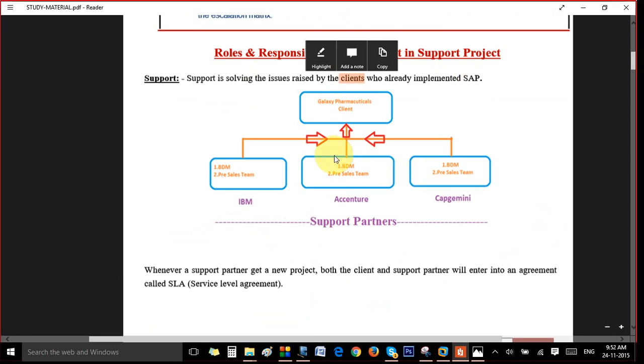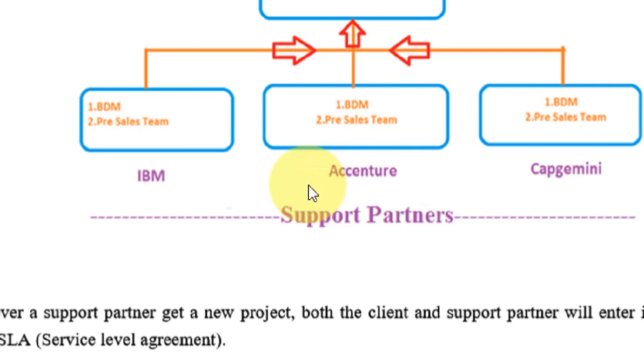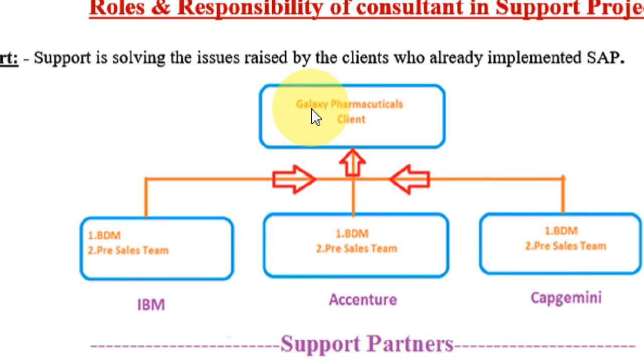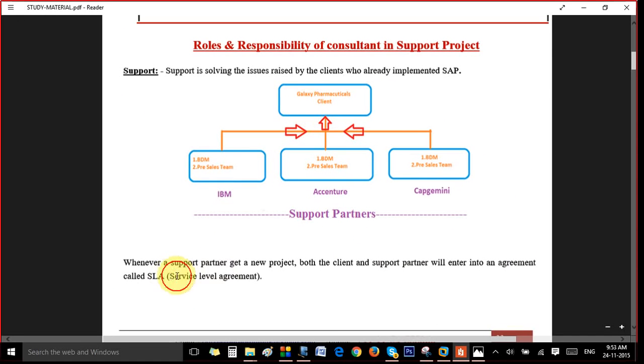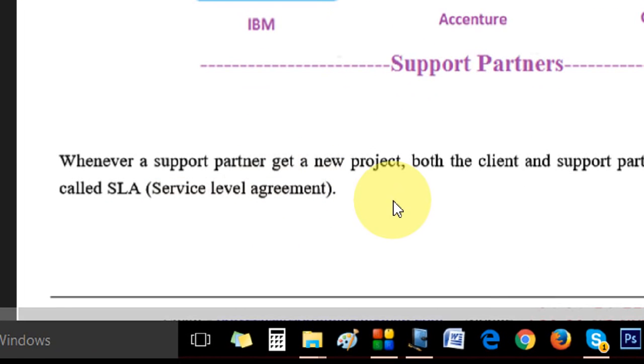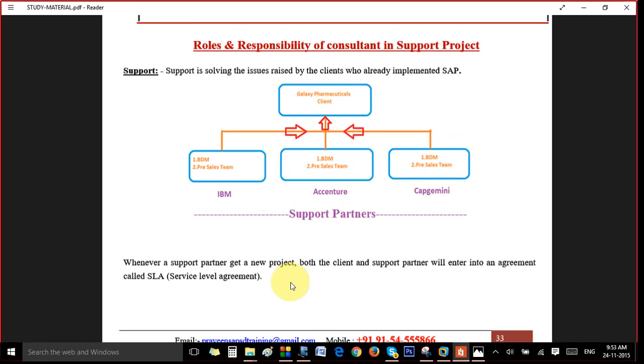Here also the same sales pitching will be there. BDMs will approach the company for the support project. There we call them implementation partners; here we call them support partners. These people will approach the company and make sales calls, the pre-sales team will go and send a quotation, and once everything is okay, we will write an SLA document, a service level agreement document. The service level agreement document consists of certain things that are binding on both the partner and the company.